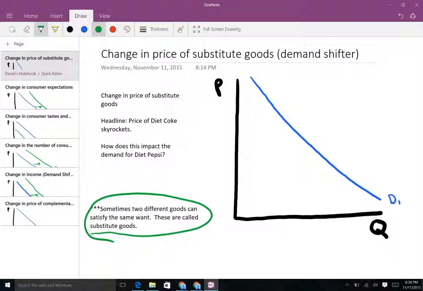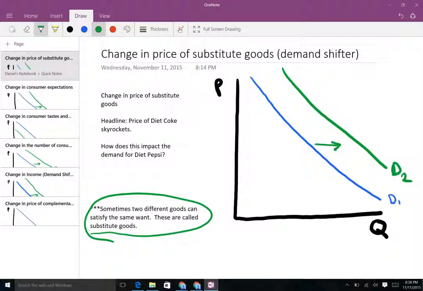Here's the headline. The price of Diet Coke skyrockets. How does this impact the demand for Diet Pepsi? Well, let's say all of a sudden Diet Coke is $3 a can. Diet Coke fanatics out there are probably going to stop drinking Diet Coke. They're going to look for something similar that they could drink instead. So they buy Diet Pepsi. The price of Diet Coke going up causes people to buy Diet Pepsi instead. The demand for Diet Pepsi increases, and we have a demand curve shift to the right. Looks like that.